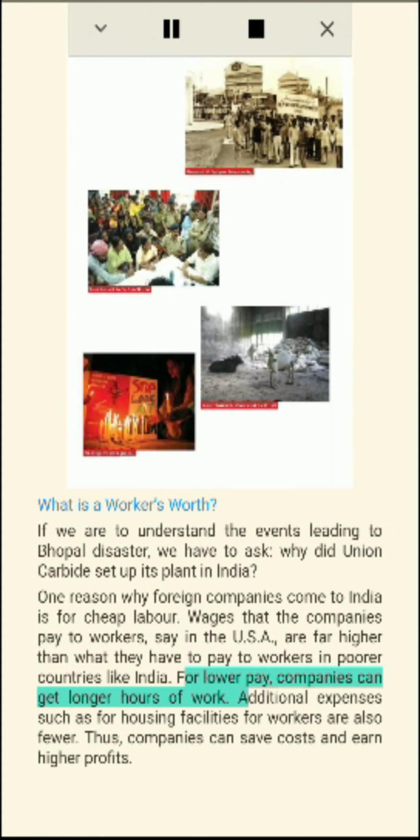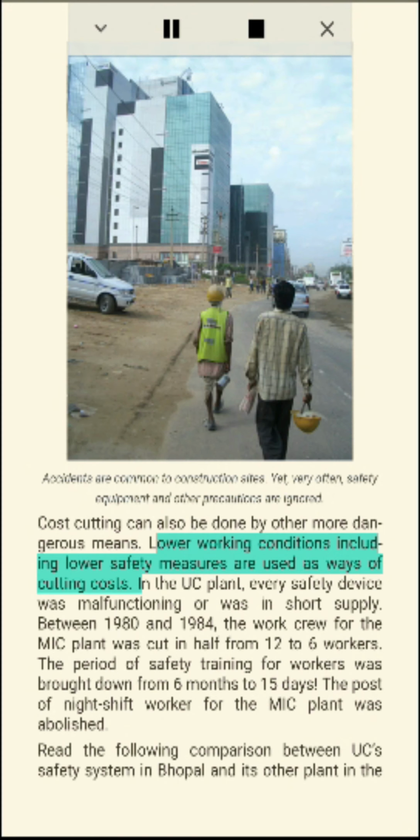For lower pay, companies can get longer hours of work. Additional expenses such as for housing facilities for workers are also fewer. Thus, companies can save costs and earn higher profits. Accidents are common at construction sites. Yet, very often, safety equipment and other precautions are ignored.